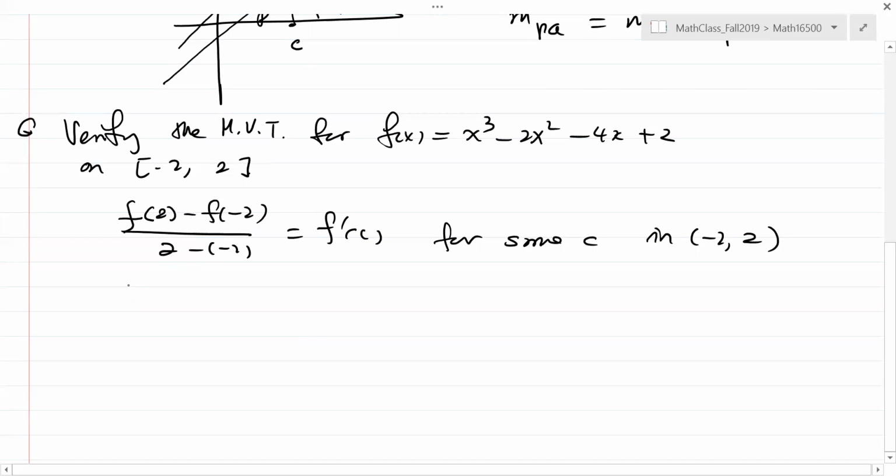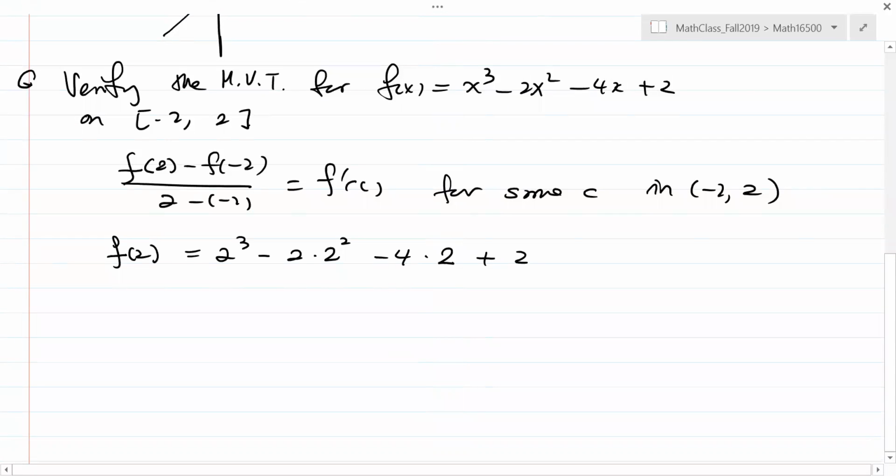So we do the calculation. Let me look at f of 2. f of 2 is 2 cubed minus 2 times 2 squared minus 4 times 2 plus 2. So what do you get? I think a 2 cubed, these two cancel out, and this is going to be negative 6.